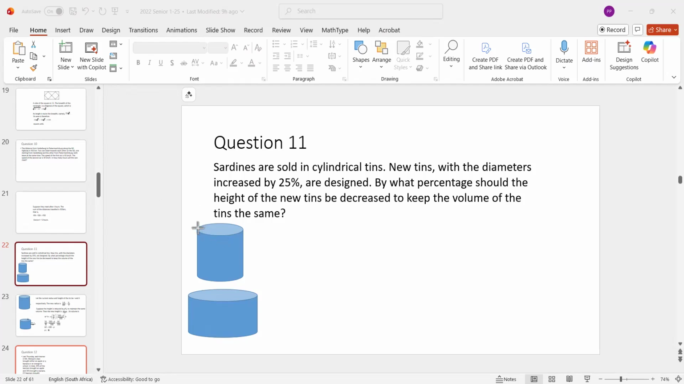The diameter is from here to here. And the other one, the cylinders, so you have a circular base. Cylinders have always got a circular base. Now, so this thing here is 25% more than that. So let's call this diameter D.